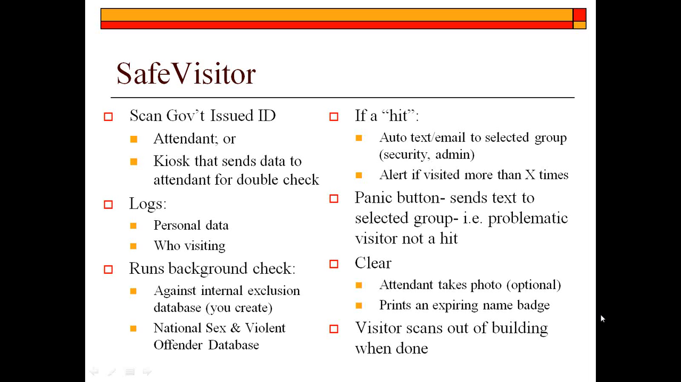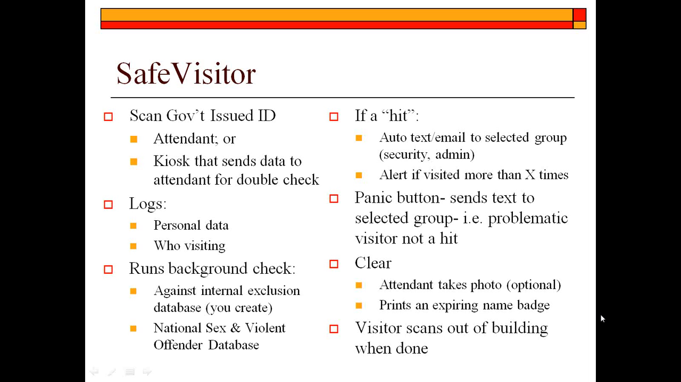And once it runs both the internal exclusion list search and then the National Sex Offender Registry, if there's a hit, it will auto text or email a selected group of people, and you determine who these people are. Could be security, could be administrators. That's a group that you would pre-select, and so we're going to have it set up initially. It's going to go out as an email. We're building in the ability, I'm sorry, to send that notification as a text as well.